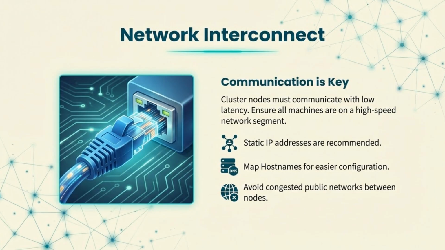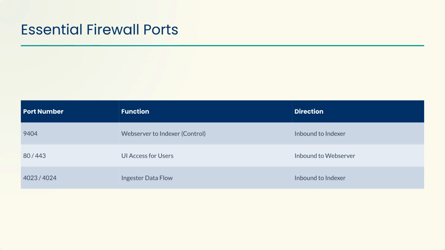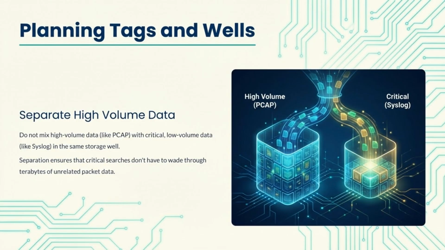Avoid congested public networks between nodes. Ensure that the essential firewall ports are open. This table outlines the required port numbers, functions, and directions for web server to indexer communication, UI access, and ingest data flow. When planning tags and wells, separate high-volume data like PCAP from critical, low-volume data like syslog. This ensures critical searches don't get bogged down by unrelated, high-volume data.